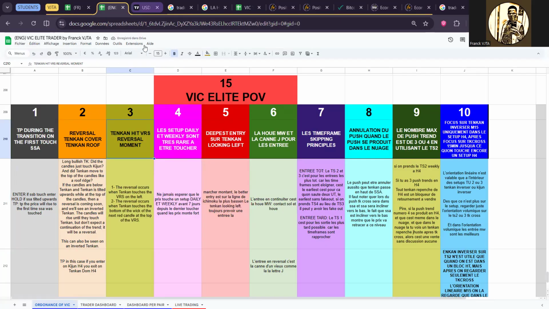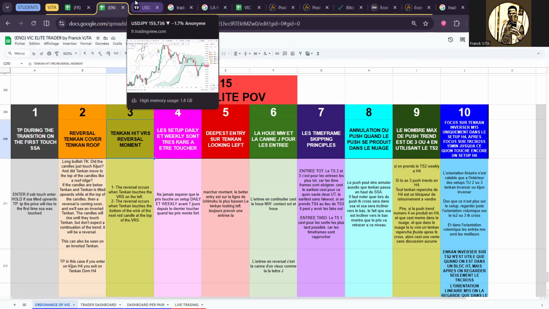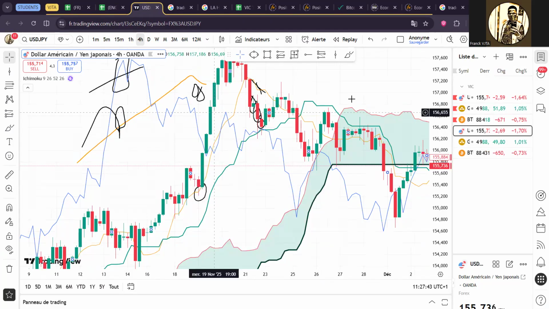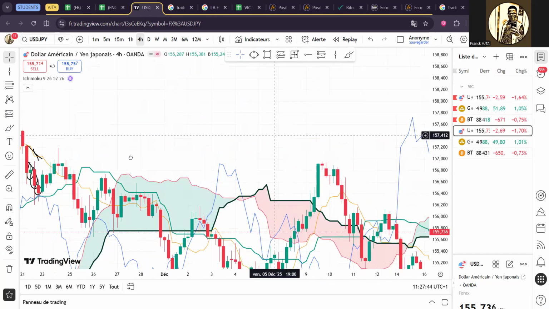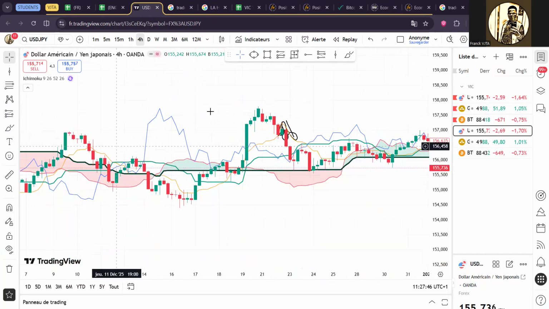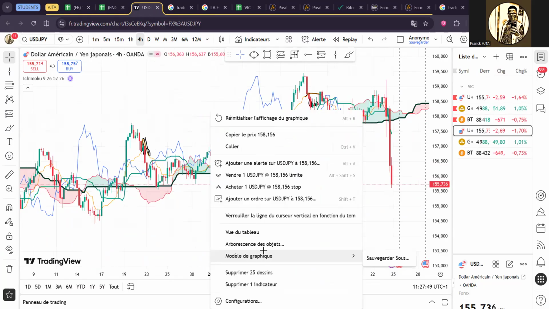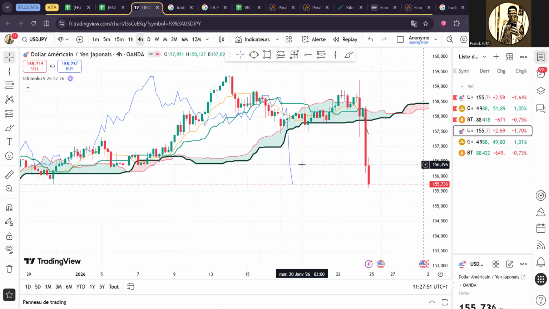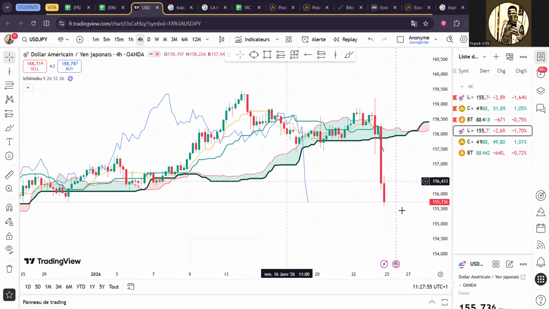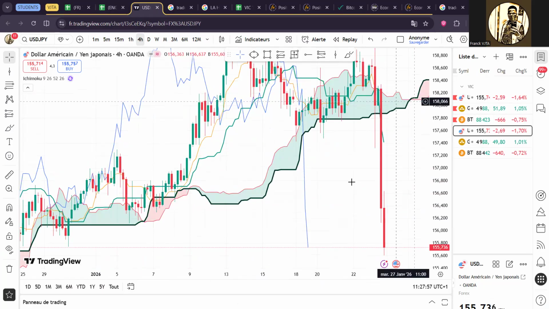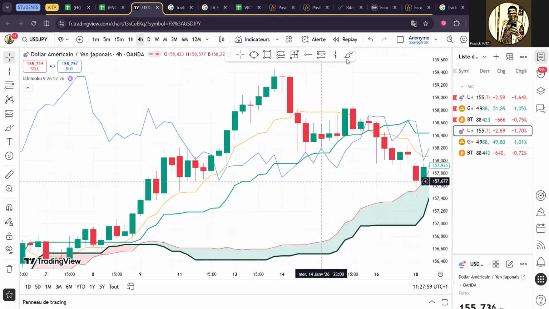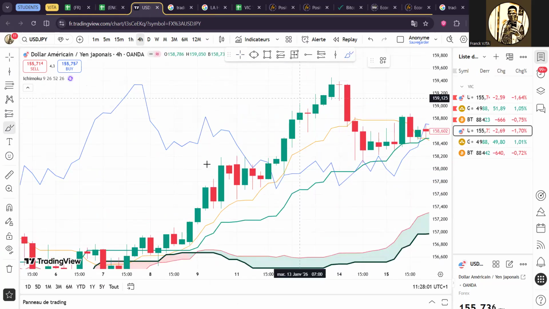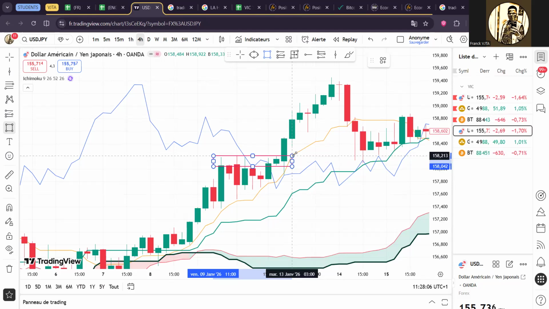So now the next one is the Tenkan hit VRS. The Tenkan hit VRS. You need to understand that. Let us take this example. This is the VRS on the left, right.